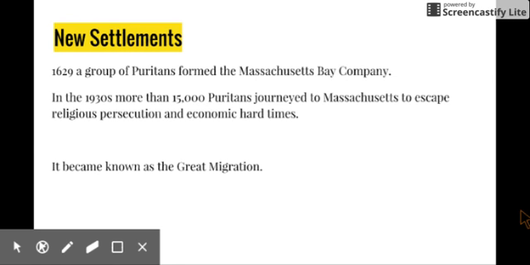In the 1630s, 15,000 Puritans journeyed to Massachusetts to escape religious persecution. Persecution is when you are tortured or killed for your belief. Their belief was in Christianity, so they were killed for it. And this will begin the Great Migration. You should pause now if you are not finished.